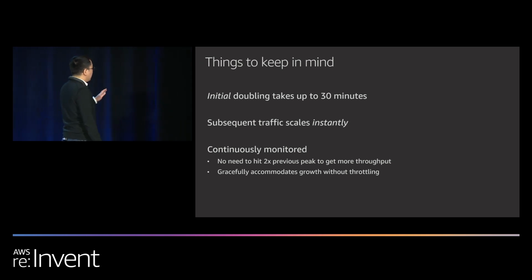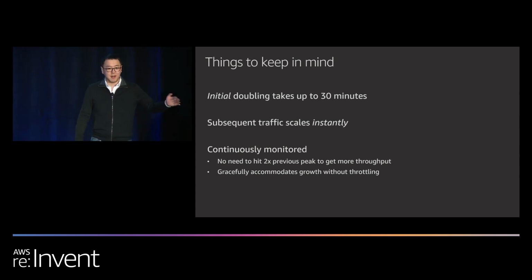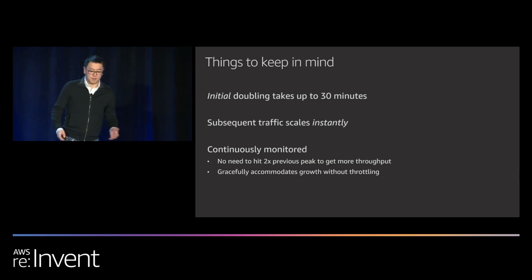And of course, on-demand mode is continuously monitored by DynamoDB, so you don't literally have to hit 2x your previous peak to get more throughput, right? If you're operating at, for example, 10,000, you don't have to go to 20,000 to get more throughput. You can go to 11,000 or 12,000, and we will just automatically dial you up behind the scenes to ensure that you have more throughput. And the purpose of this is to gracefully accommodate growth without any throttling that's visible to you.